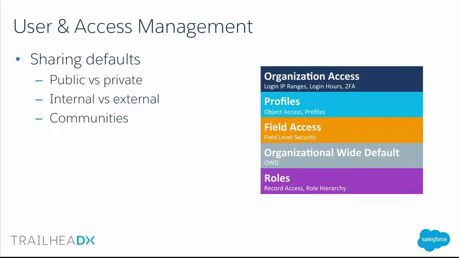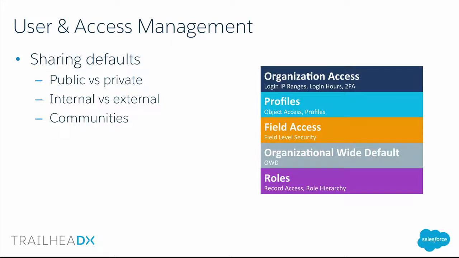So there are details on how exactly sharing is controlled. But in general, you only have access to records you actually own. Versus public, where you have access to all the records in the object. So whenever possible, you want to set your sharing defaults, your organization-wide defaults, to private. And then secondly, you have internal sharing defaults and external sharing defaults.